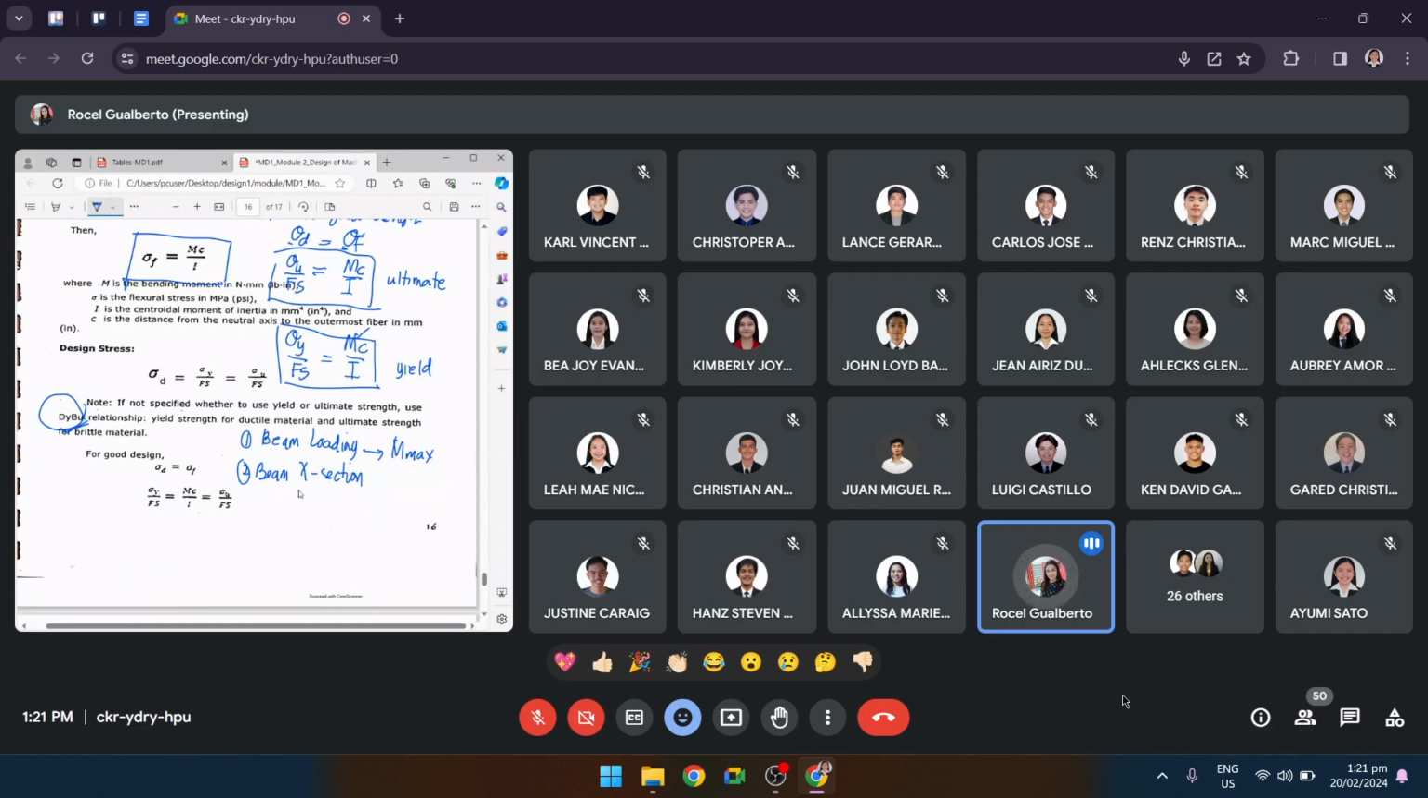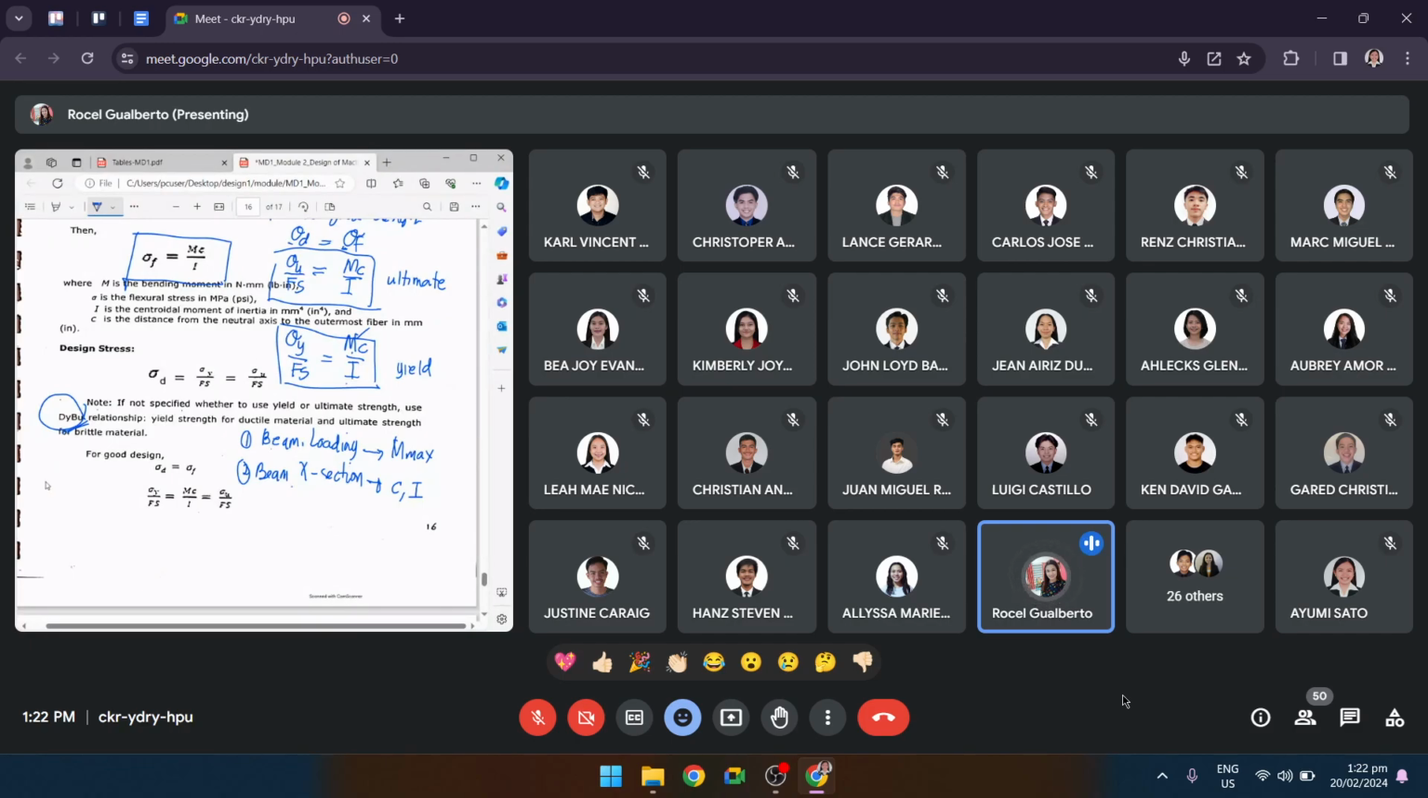And then the other one is the beam cross section. So what would be the beam cross section? For the beam cross section, this is where you'll obtain the value of C and also the value of I, the moment of inertia. Again, for this equation, MC over I, M is to be taken from the beam loading, and C and I are from the beam cross section. So let us start first with finding M maximum, from the beam loading.